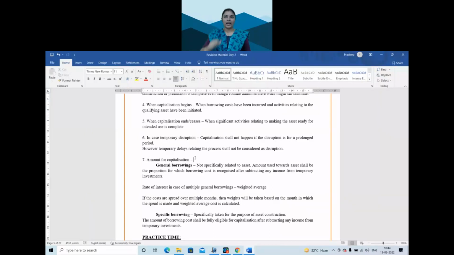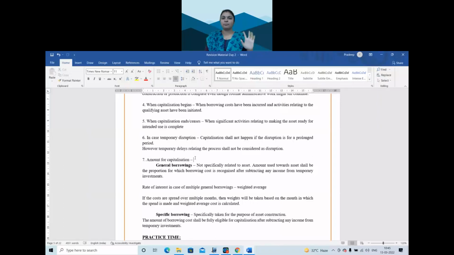I wanted to build this factory. I have taken a loan towards construction of the factory, specific asset. I have taken debentures or a public general loan for my business. But at the time of borrowing that loan or debenture, I have not decided that this is going to be used for this purpose. I can use it for any other purpose also. So that is called general borrowing. So borrowings can be two types.